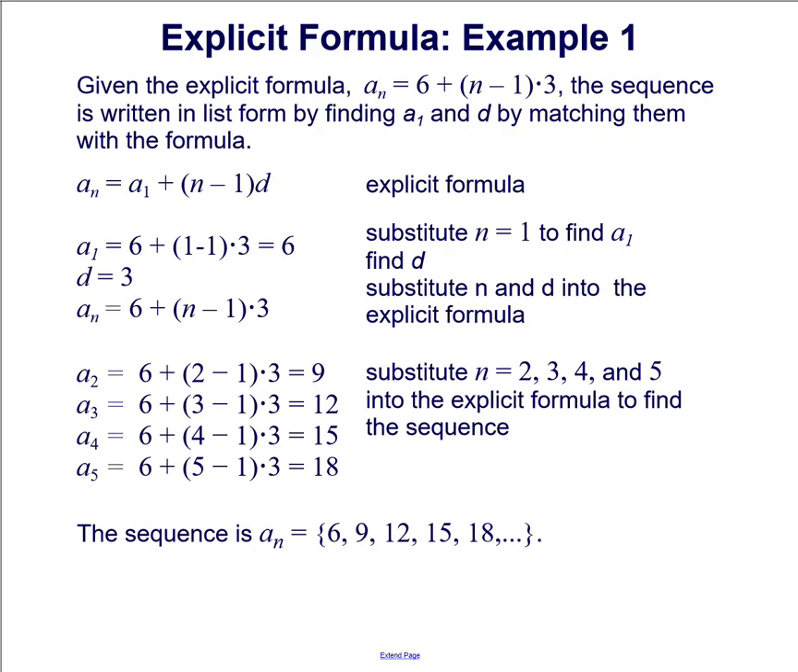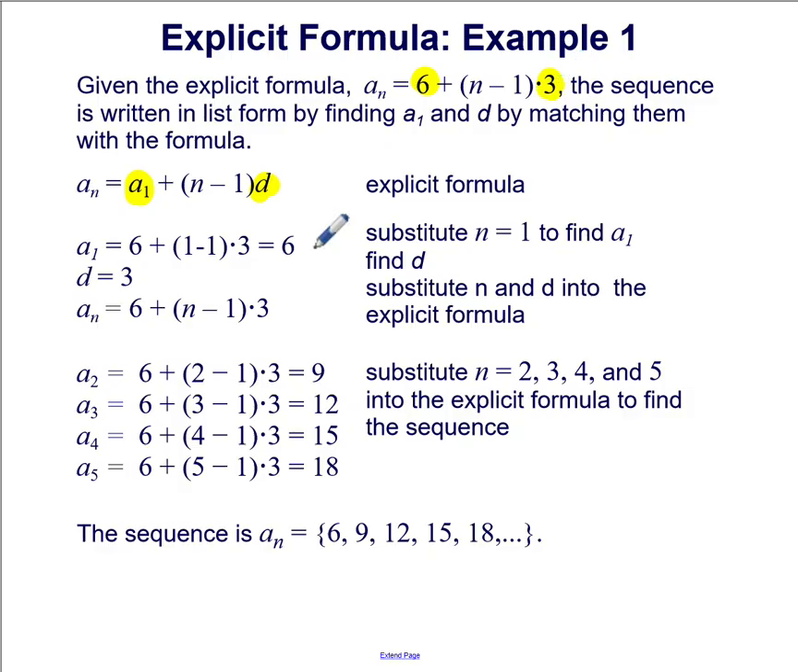Explicit formula example number 1. Given the explicit formula, A sub n is equal to 6 plus n minus 1 times 3. The sequence is written in list form by finding A1 and D by matching them with the formula. So here we have our general explicit formula. Notice the A1, in this case, is 6, and D is 3.